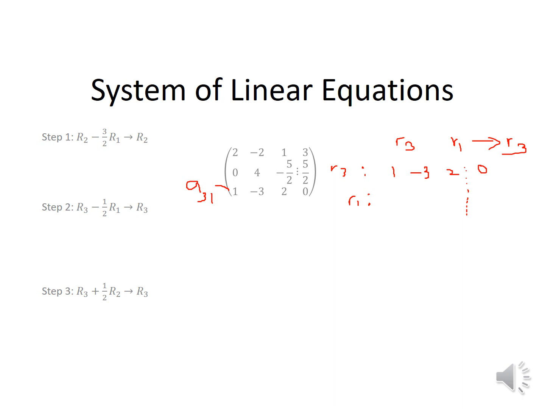R1 is 2. How to convert this 1 to 0? Here you should produce 0. 1 minus 1 can produce 0. So here should be 1. So how to convert the first row, the element 2 here, to 1? You just need to divide by 2.